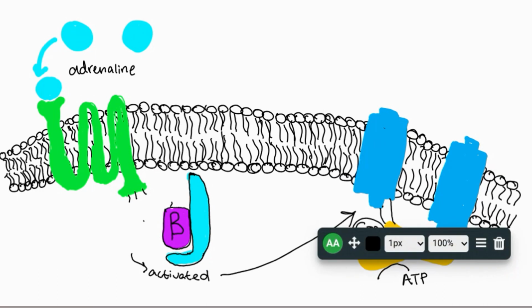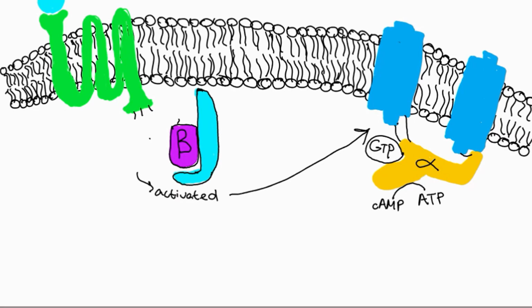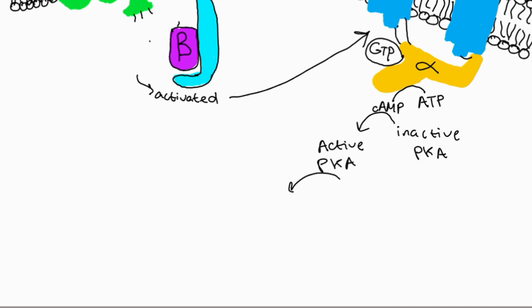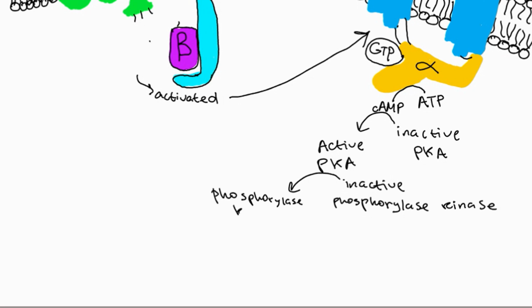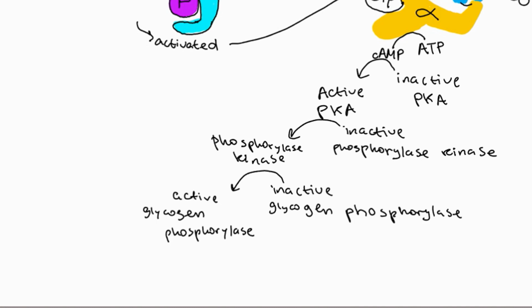Now that the original signal has been relayed into an intracellular signal with cAMP as a second messenger, the original message is connected to the response through a series of proteins. The cAMP molecule attaches to the inactive form of protein kinase A and activates it. Inactive phosphorylase kinase is made into active phosphorylase kinase. Then this phosphorylase kinase acts upon the inactive glycogen phosphorylase enzyme to make it active.